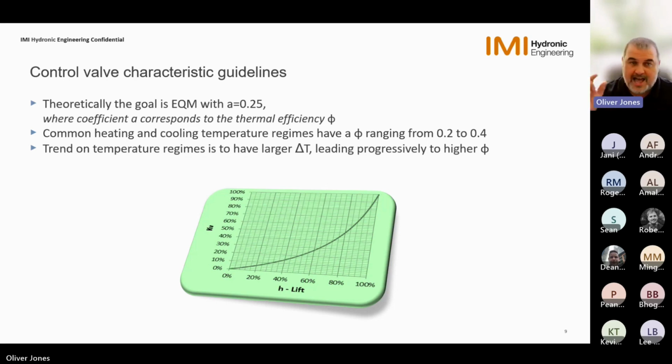So our coefficient A corresponds to the thermal efficiency. And most commonly in heating and cooling temperature regimes, they will have a thermal efficiency of 0.2 to 0.4. There are certain instances where plate heat exchangers, things like that, will actually have a higher thermal efficiency. They will be at 0.7, but typically for fan coils and terminal units, we will be between 0.2 and 0.4. Also, the trend on temperature regimes is to have a larger delta T, which also leads to progressively higher thermal efficiencies.